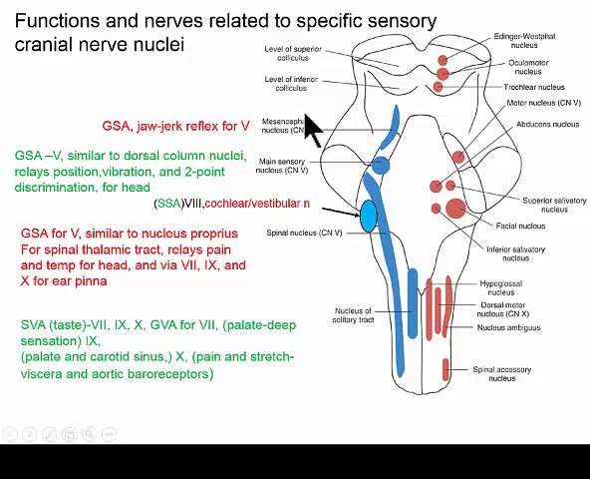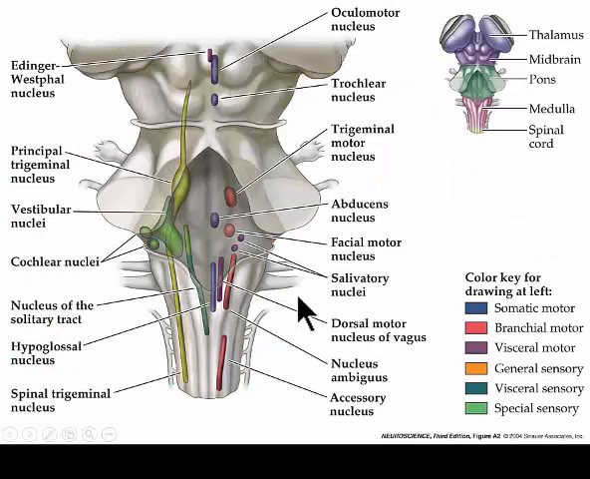So again, reiterating, what do we have for 5? We have mesencephalic nucleus of 5, main sensory nucleus, also called the chief sensory nucleus of 5, and spinal nucleus of 5. So you have 3 sensory nuclei for 5 and 1 motor nucleus. Those nuclei for 5 are GSA, General Sensory Afferents. A mouthful, and we'll try to break it down a little later on.